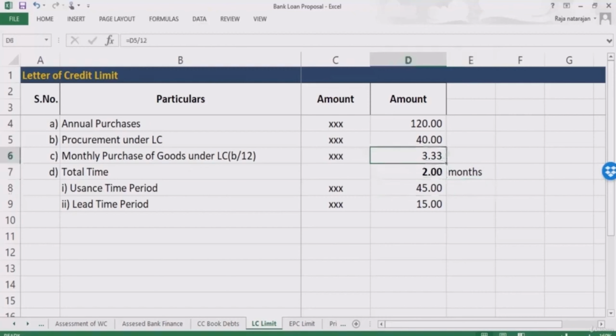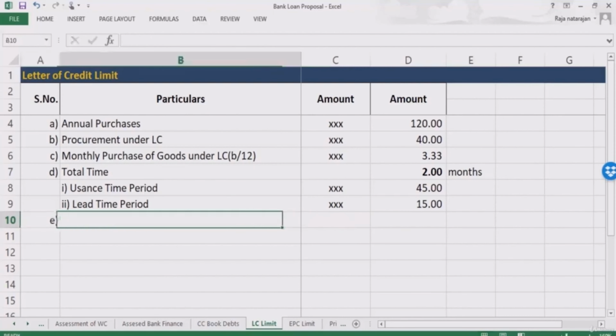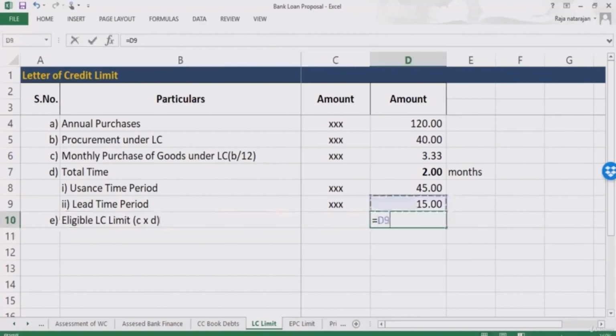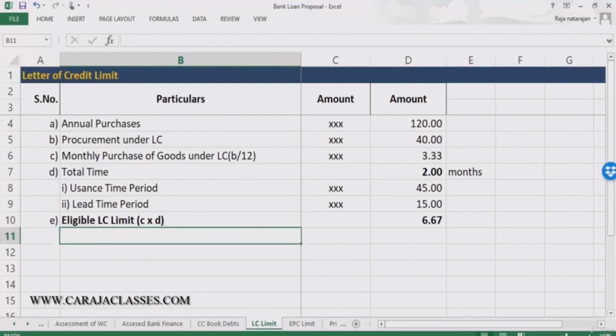So what is the monthly purchase of goods under LC? It is 3.33 crore. And I should give LC for 2 months requirement. So my monthly purchase is 3.33. Then for 2 months, it will be 3.33 multiplied by 2. So I can say item E, eligible LC limit is nothing but item number C multiplied by D, which is 3.33 crore per month multiplied by 2 months. So this is the eligible LC limit, and this is how LC limits are assessed.